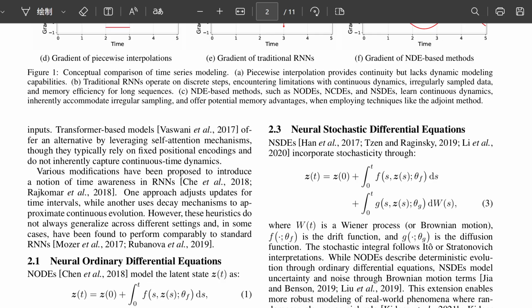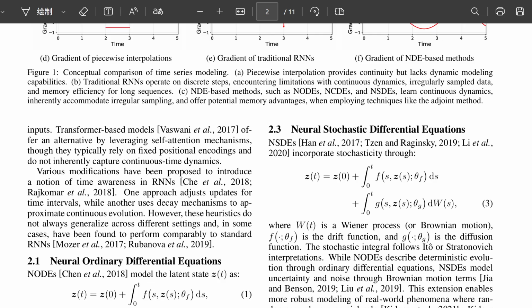NCDEs. Exactly. Neural controlled differential equations, or NCDEs. These came a bit later, with key work by Kidger and others around 2020. The big idea here is to explicitly let the incoming data drive the dynamics. It acts as a control signal. So unlike NODEs where dynamics are kind of internal, here the irregular data arrivals directly steer the state.